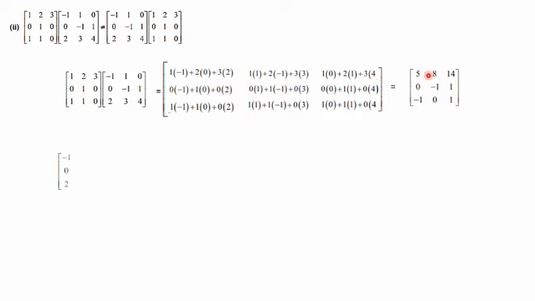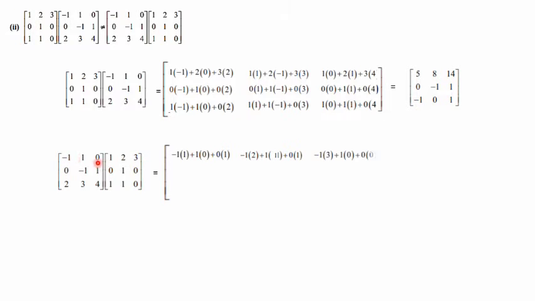Then we will go with the right hand one, matrices are written. Then we will go for individual element calculation. First row with the first column, minus 1 into 1 plus 1 into 0 plus 0 into 1, that is mentioned here. First row with the second column, minus 1 into 2 plus 1 into 1 plus 0 into 1, that is mentioned. First row with the third column, that is minus 1 into 3 plus 1 into 0 plus 0 into 0, that is mentioned.